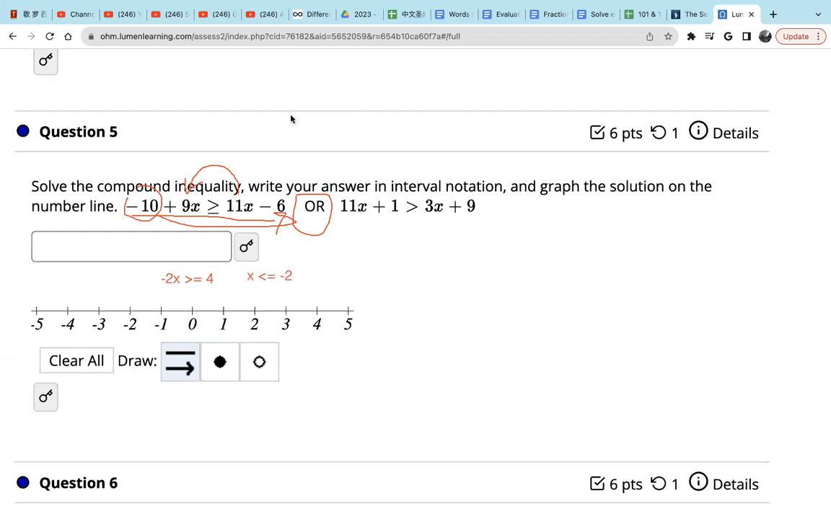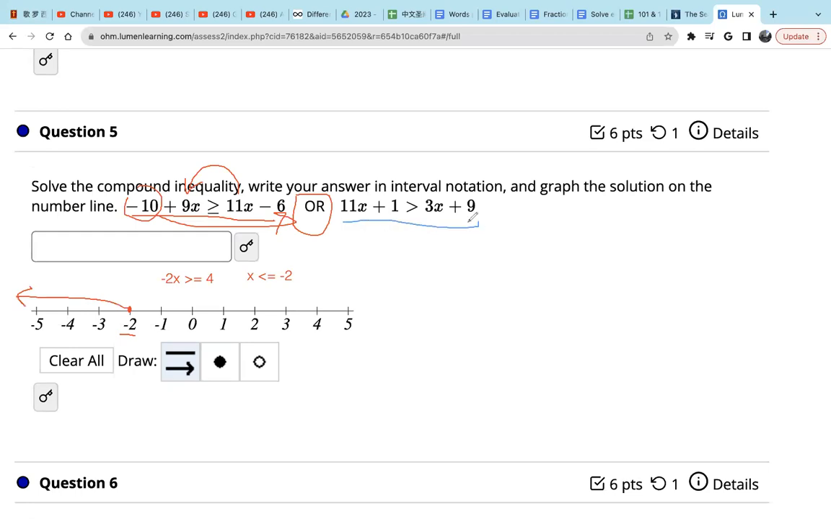Let's graph with red color. First, let's look for -2. -2 is right here. Less than or equal to, I have an equal sign in the inequality, so I'm going to make a solid dot. Less than goes to the left. Solution goes to the left. So this is the solution for the first one. For the second one, let's use blue color.